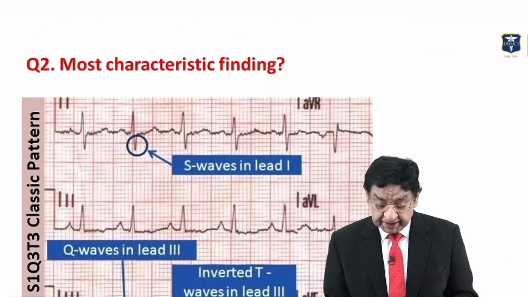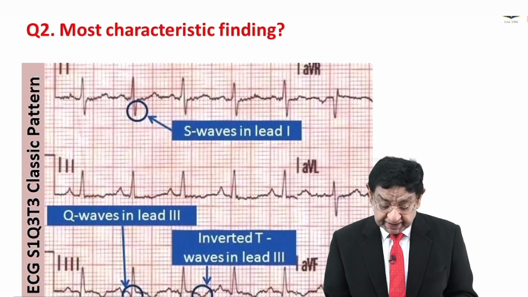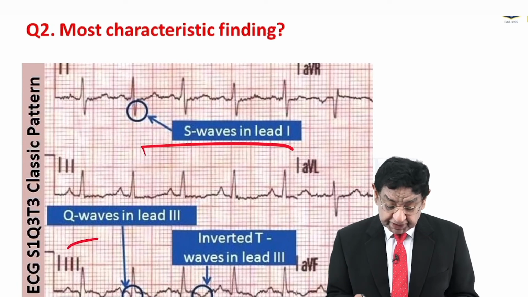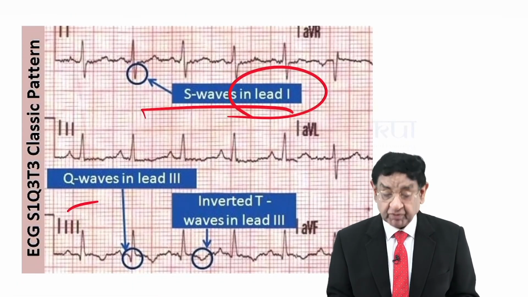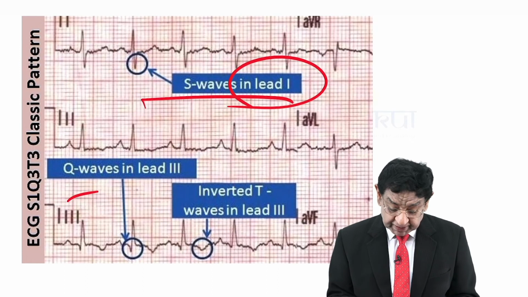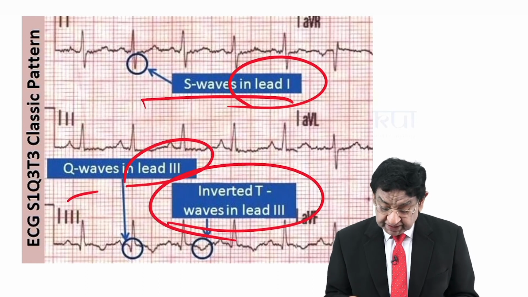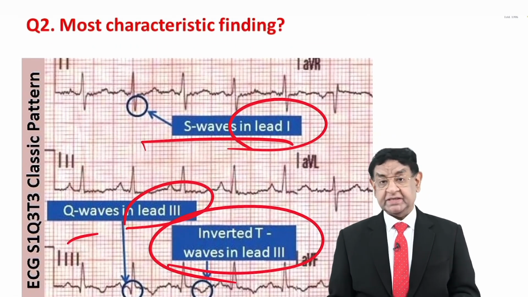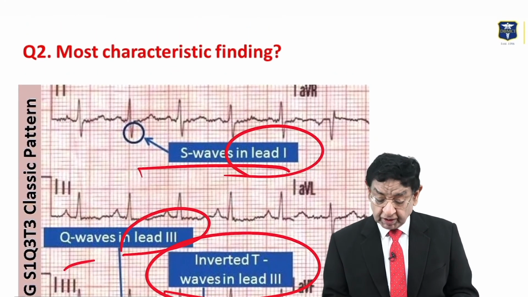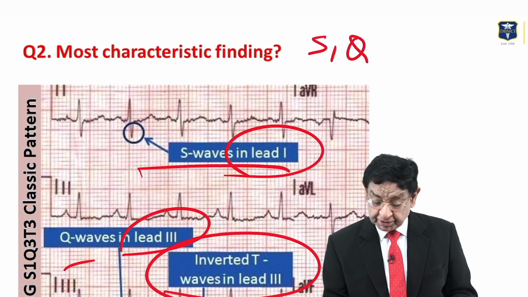And finally, the most characteristic finding is S1, Q3, T3. You get an S wave in lead 1, you get a Q wave in lead 3, and T inversion in lead 3. This is the most characteristic finding, the so-called S1, Q3, T3 sign.